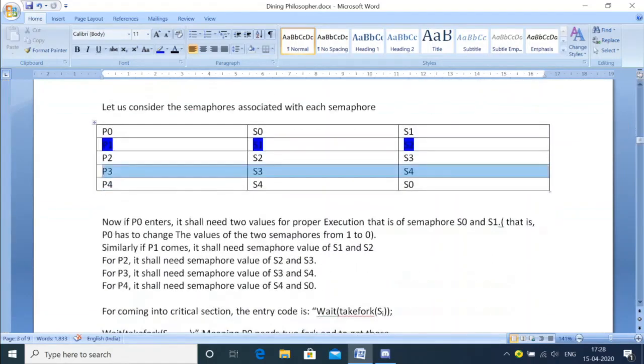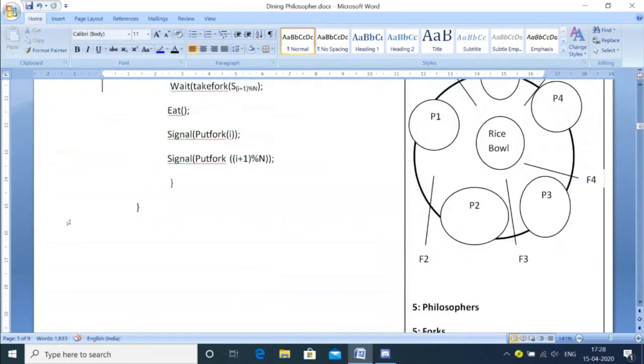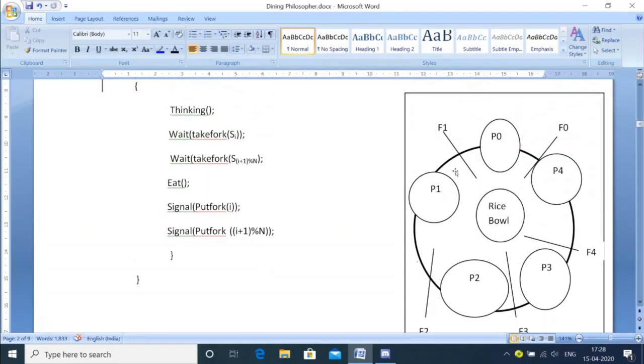Till when will they be in the blocked state? For example, P1 will be in the blocked state till P0 finishes the fork utilization, finishes the rice bowl, and finishes putting the fork back.